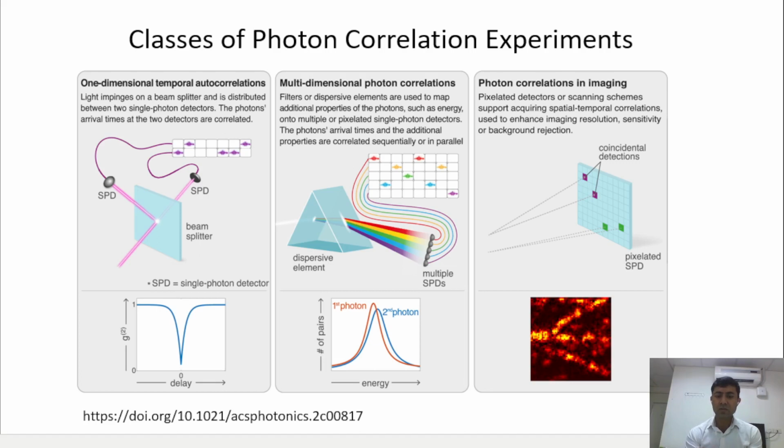The third one is photon correlations in imaging. So we can also use photon correlation in time and space dimensions to achieve background noise rejection, improved sensitivity and resolution. For example, this figure at the bottom is a super-resolved image of a biological sample. This sample is acquired using spatial temporal correlations.